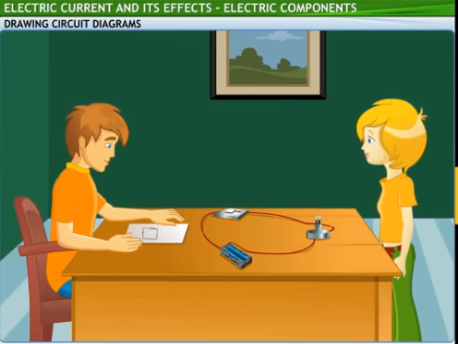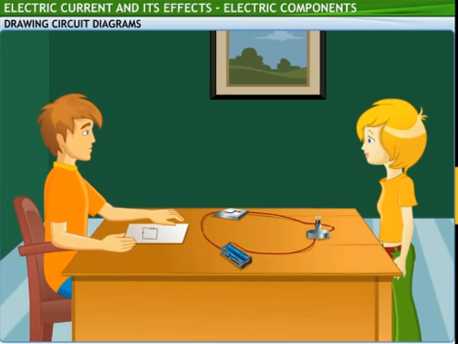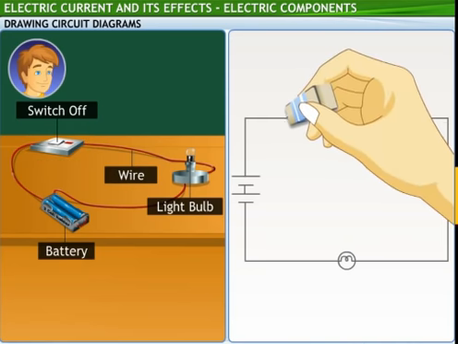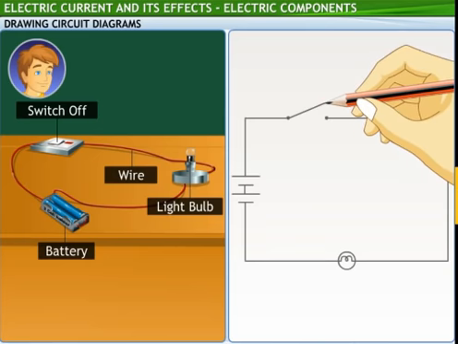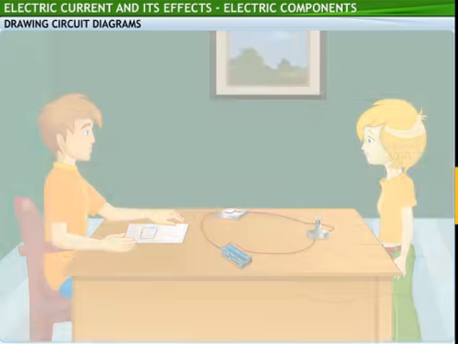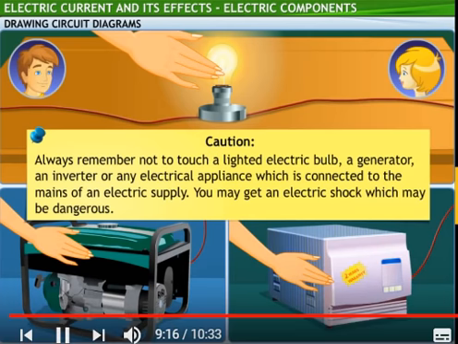Good, Tina. The circuit diagram is almost correct. You have just made one small mistake, though. Can you spot the error yourself? Oh, I drew the switch in the on position, whereas in the circuit, the switch is in the off position. Let me correct it. Yes, now it's perfect.